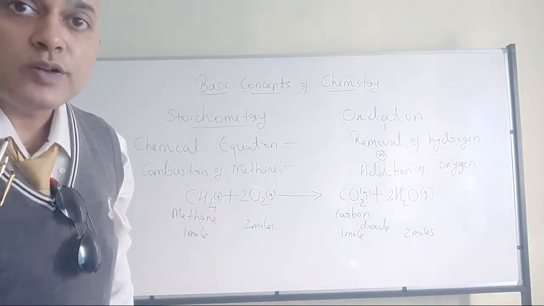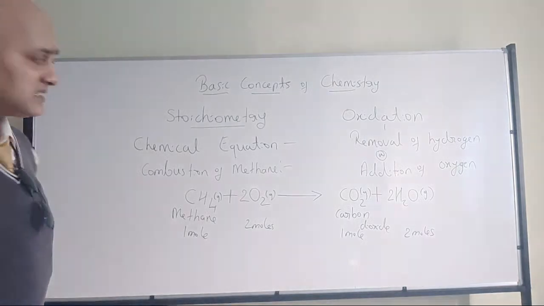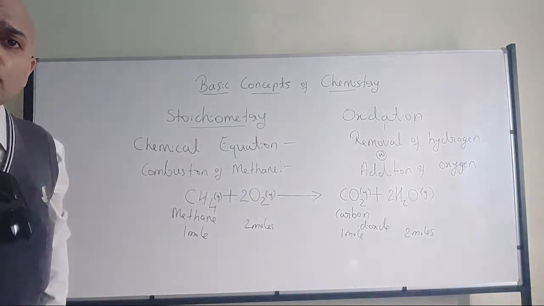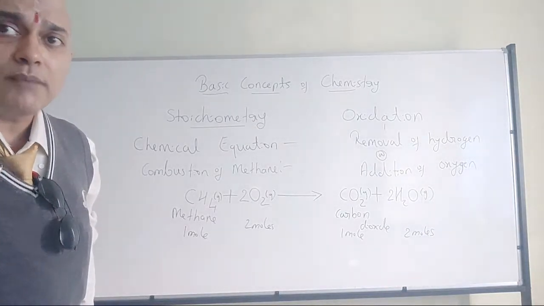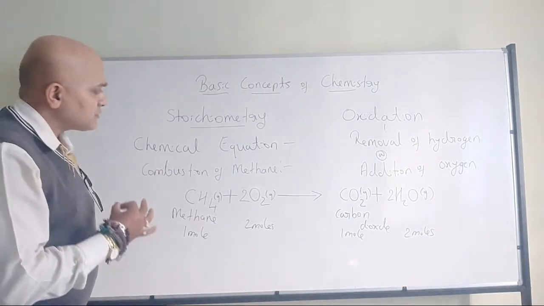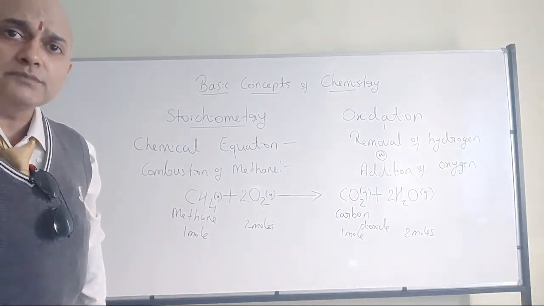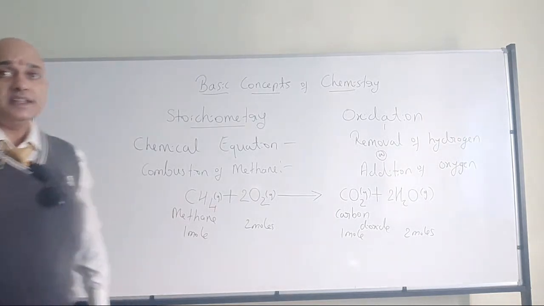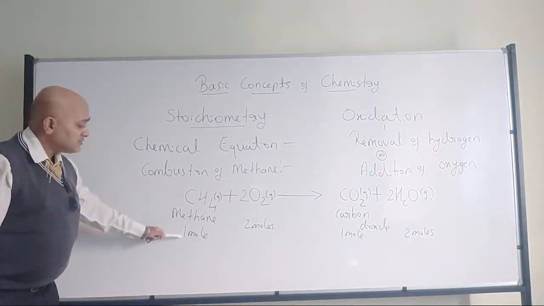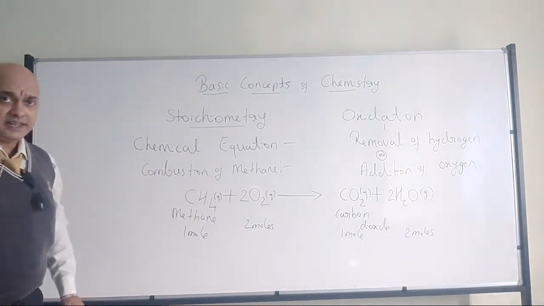Now, Rohan, very good, absolutely correct. So in that case, can we explain in terms of mass? Whatever I have explained so far is in terms of moles. Can we explain in terms of mass? Absolutely we can explain. Because since we have 1 mole, we can find the molar mass of methane.